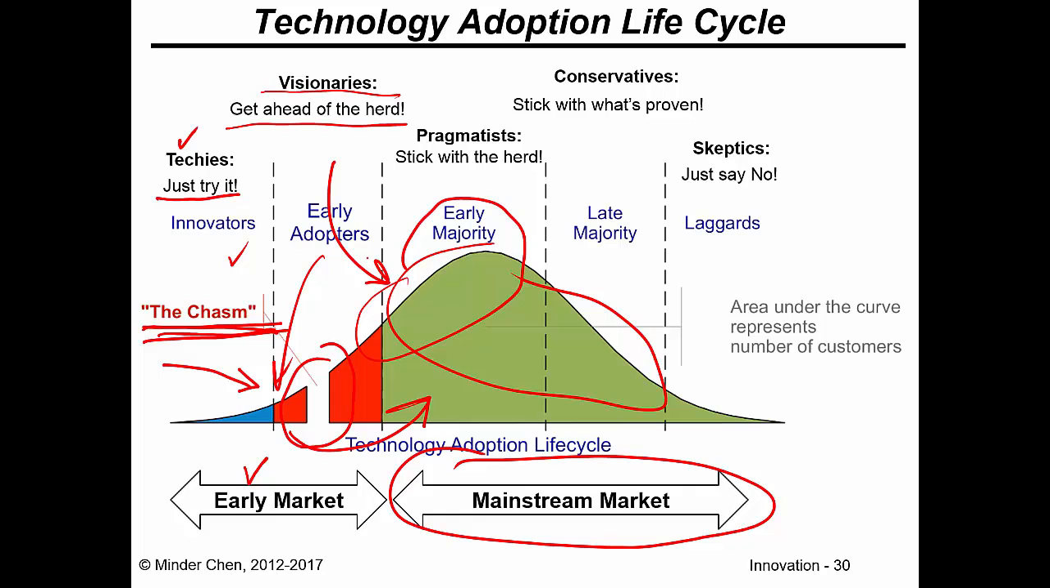And the late majority are conservatives, who stick with what has been proven. They really need to see a proven result on the cost benefit, etc. The laggards are skeptics. They pretty much say no to anything new. They're even more conservative than the conservatives. They are the laggards, so they may be the last cohort to adopt technology. And in some cases, they may never adopt the new technology.